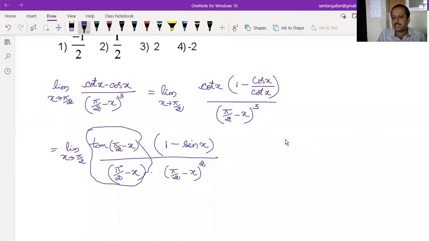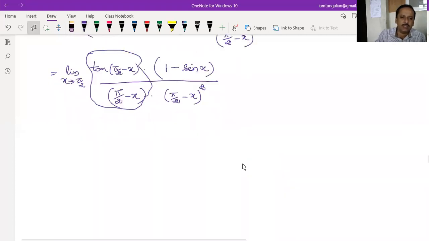Now you might think x tends to pi by 2, that is all right. When x tends to pi by 2, pi by 2 minus x will tend to 0. So it is of the form limit theta tends to 0 of tan theta by theta, which is equal to 1. So that much you leave, you need not write it in the next step, that is 1.